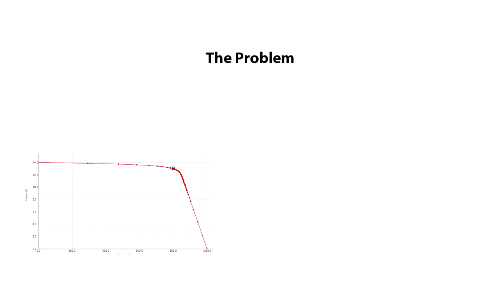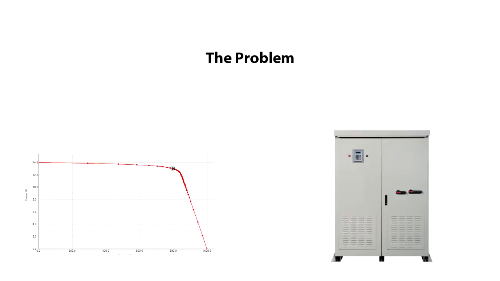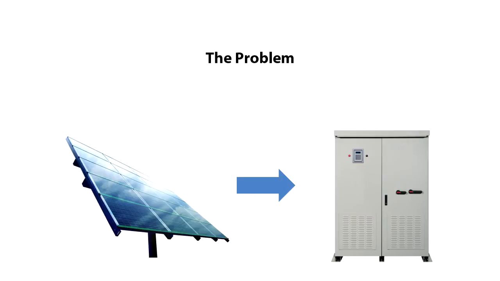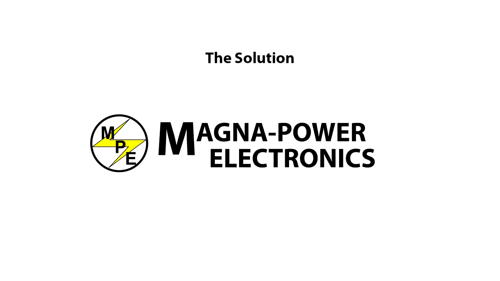Photovoltaic arrays have nonlinear voltage and current characteristics. Testing photovoltaic connected devices, such as solar inverters, requires a power source with these characteristics. Using solar arrays for this testing is not practical and cannot achieve repeatable results. These arrays are very expensive, with output that varies with temperature and sunlight. Very little control. Magna-Power Electronics, a leader in high-power programmable DC supplies, has developed a solution.